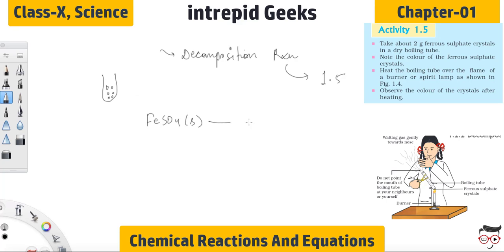After that, heat the boiling tube from the bottom. You can use a burner or spirit lamp in order to do that. After a certain interval of time, you will see a change in the color of the ferrous sulfate crystals. Maybe the product is also different from ferrous sulfate. In this reaction, ferrous sulfate will break and it will give some simpler products.